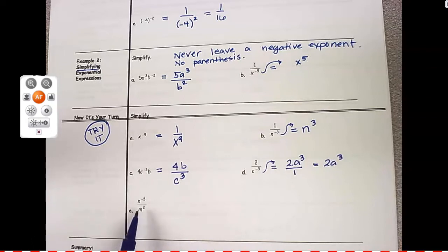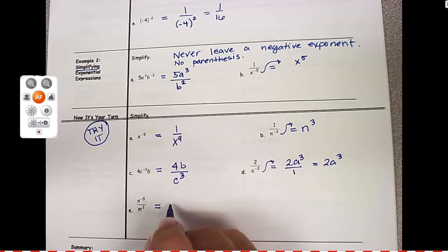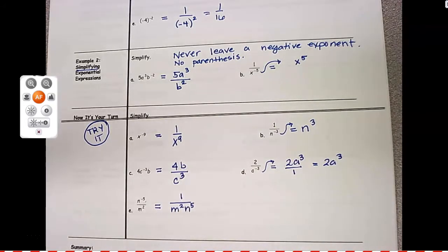And last but not least, in letter E I need to move my n to the negative 5 down to the denominator. My m squared doesn't have a negative exponent. It just has to stay where it is. So when everything is moved away from either the numerator or the denominator, we can have a 1 to hold its place.